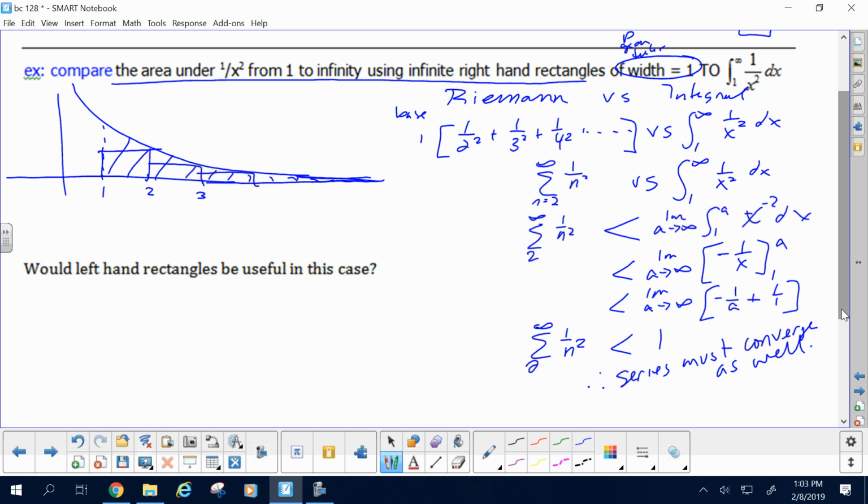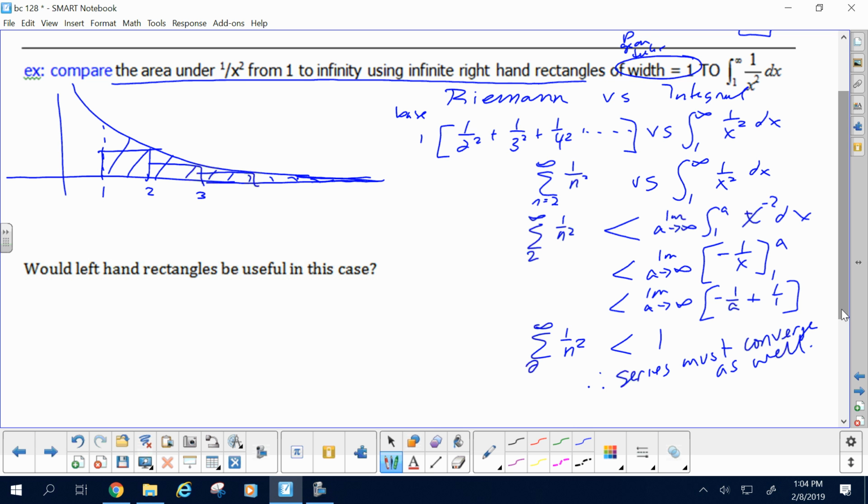The integral test is a little like we did here. If I can compare a series to an integral of the same function, then they have to behave in similar fashion, converge together or diverge together. It can't be the case that the series converges while the integral diverges. It cannot happen.